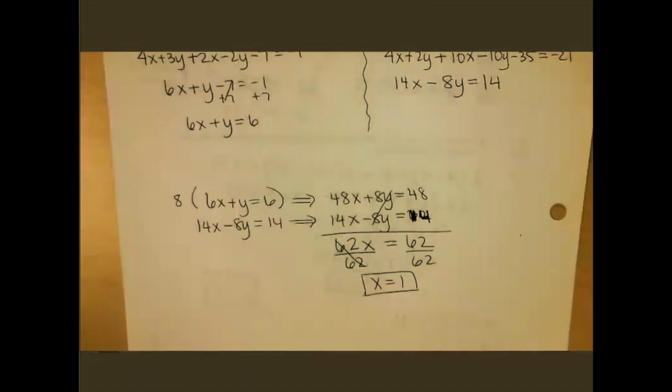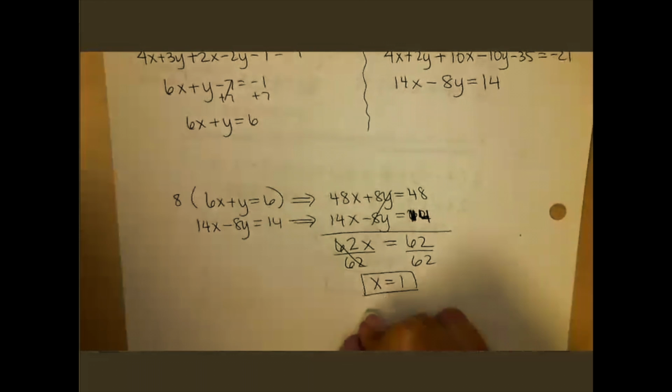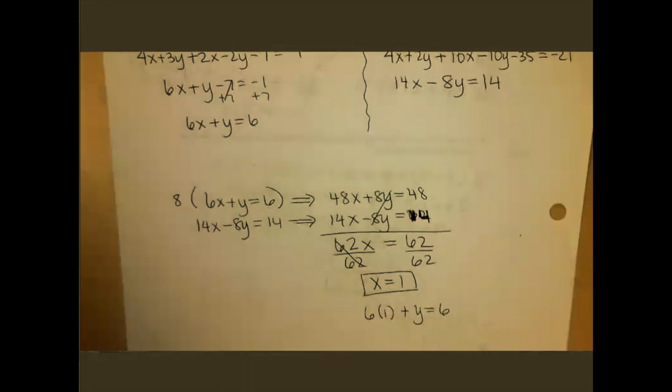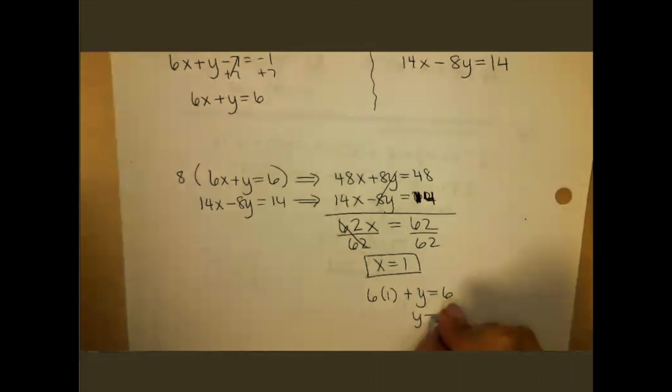Just like with the word problems, you can't stop there. We need the y and the z as well. So we can take this one and we can plug it into either one of these equations to find the y. So I'll go ahead and plug it into the first one. I subtract that 6 and I get y is equal to 0. Now we have the second variable.